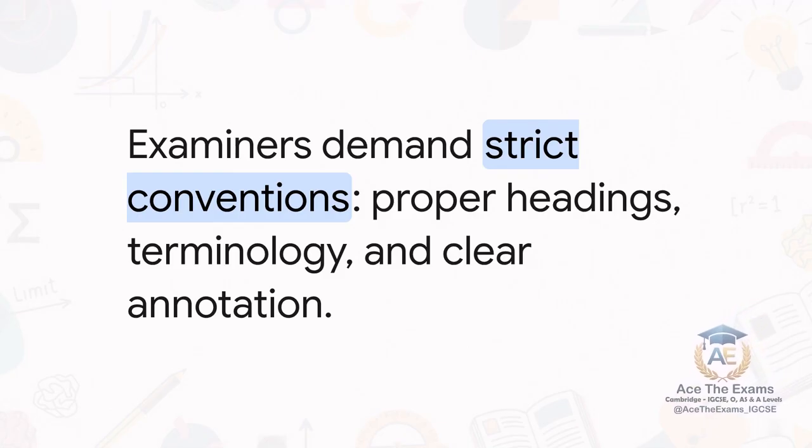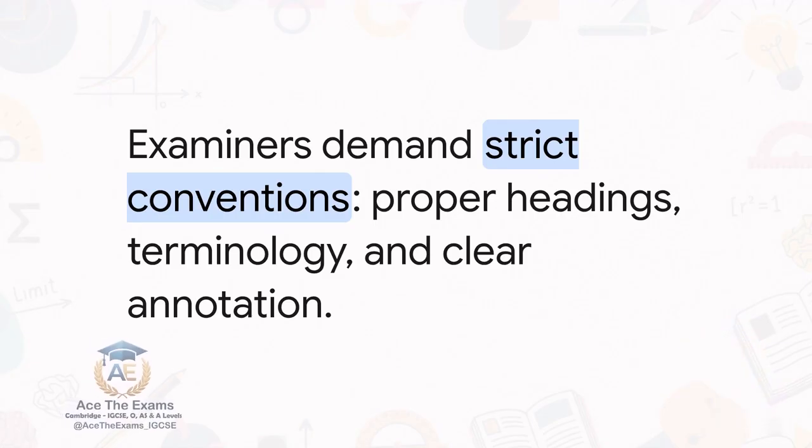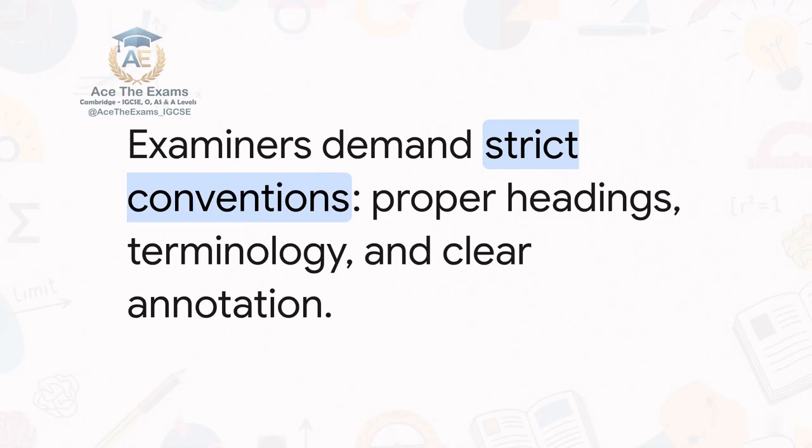We're talking proper headings, correct mathematical terminology, appropriate formats, and incredibly clear annotation. If you define a variable, write down what it is. If you're applying the convergence condition, explicitly write down that the absolute value of r is less than 1 before you start plugging in your numbers. This level of professional presentation is exactly what unlocks those final evaluation marks on the grading scheme.